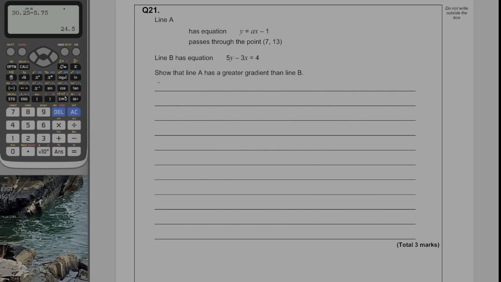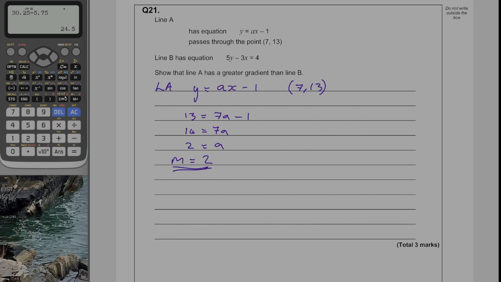Okay, so if we start with line A and we're going to work out the gradient of line A, we're going to use y is equal to ax minus 1, and we're going to say that it passes through the point 7, 13. So x is 7 when y is 13, so 13 is equal to 7a minus 1. Add 1 to both sides, 14 is equal to 7a. Divide both sides by 7, 2 is equal to a. So line A has a gradient of 2.